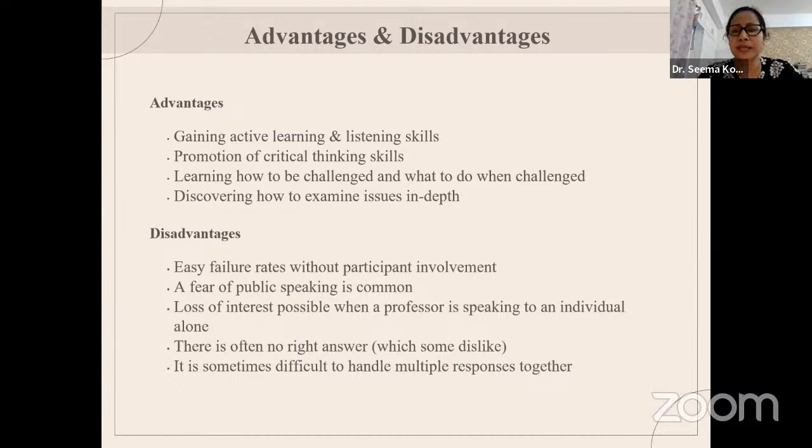And it is also that too many ideas will come up from too many people, and then nothing is right or wrong. So going to a conclusion becomes a bit difficult, and it is sometimes difficult to handle multiple responses together also.